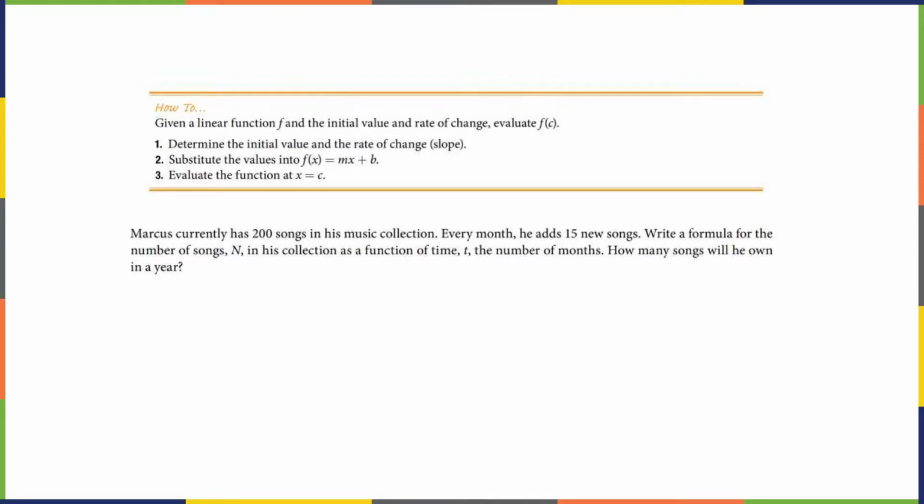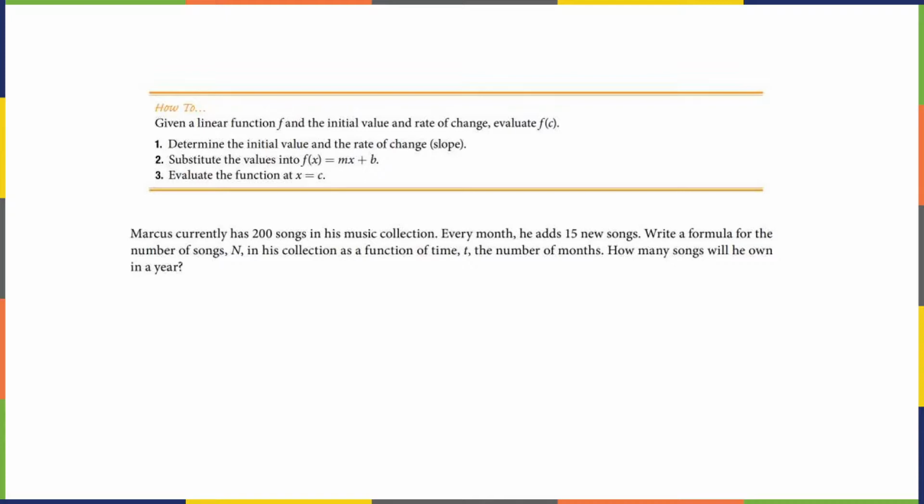Now, when we're looking at a linear function and we know its initial value and its rate of change, we should be able to evaluate it at a point. And so when we're looking at a word problem, we should be able to write the function and we should be able to plug everything into it. So Marcus currently has 200 songs in his music collection, and every month he adds 15 new songs. We want to write a formula for the number of songs n in his collection as a function of time t, the number of months.